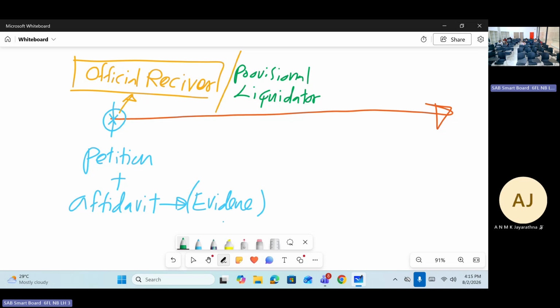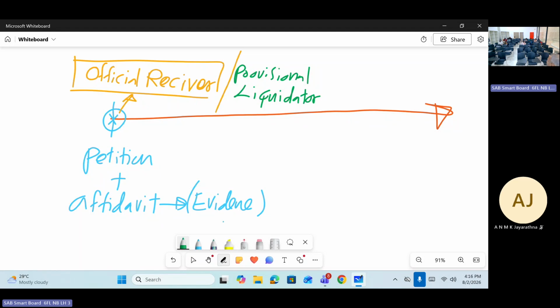By virtue of his office. Official receiver is appointed. Then, by virtue of his office, the official receiver will be appointed as the provisional liquidator. The same party will be appointed as the provisional liquidator. The provisional liquidator will conduct the affairs of the company for a short period. Short period means until the winding up order is given.